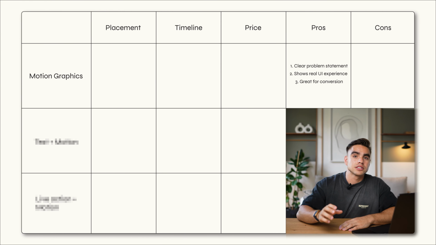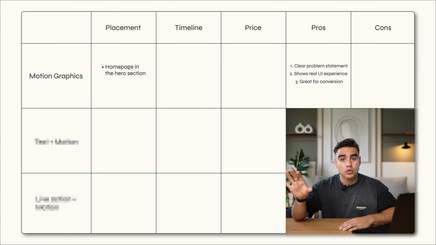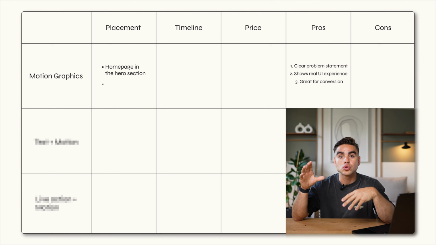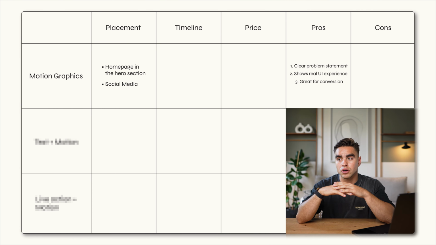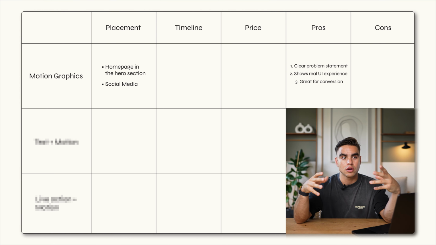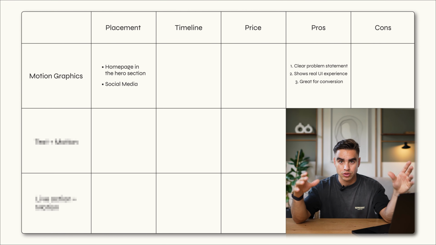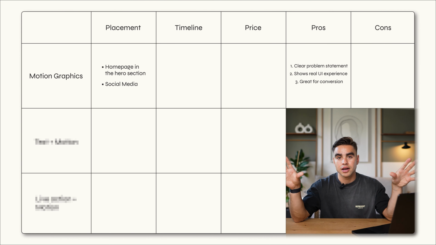Motion graphics format is perfect to put on your homepage in the hero section. It's also fantastic to pin it to your social media to stay at the top, for example, on X, or it's going to be the featured video on your YouTube channel, so people know exactly what your product is all about. So those are the placement channels, but all of those benefits come at an expense.